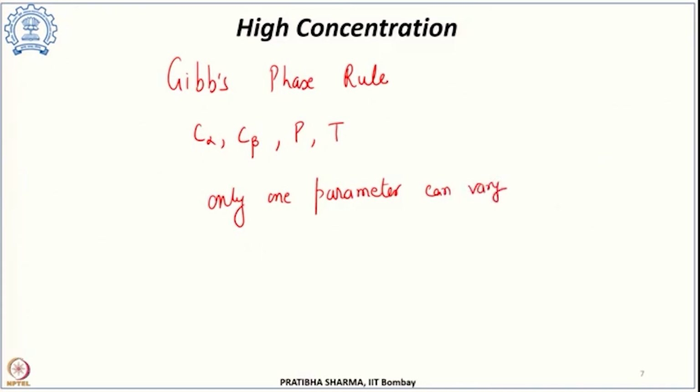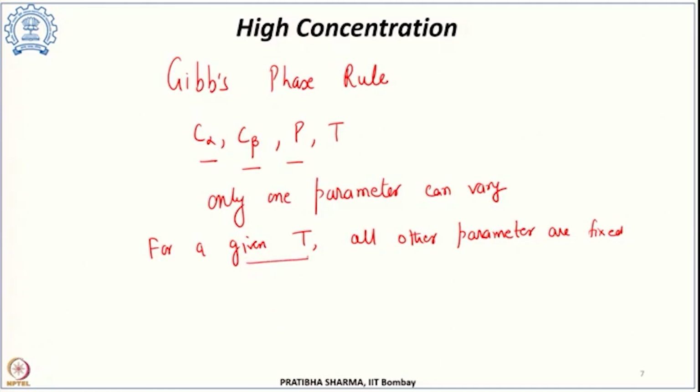So, what we do in this case is, for a given temperature we say that all the other parameters are held constant. For a given temperature all the other parameters are fixed. Other parameters are C of alpha, C of beta and the pressure in the two phase alpha plus beta region, or the flat plateau region. All these parameters are fixed for a particular temperature.